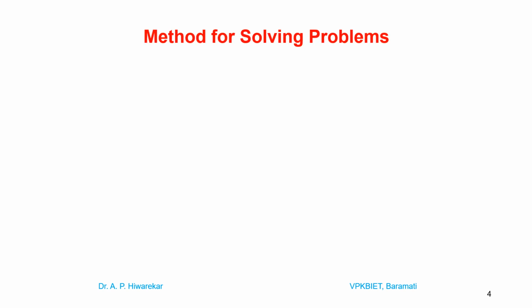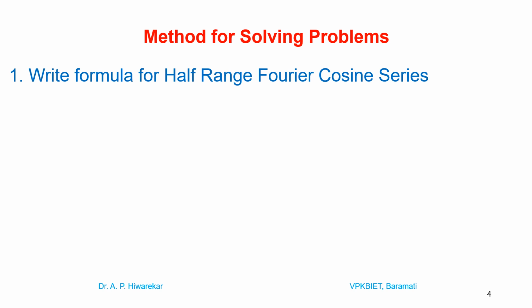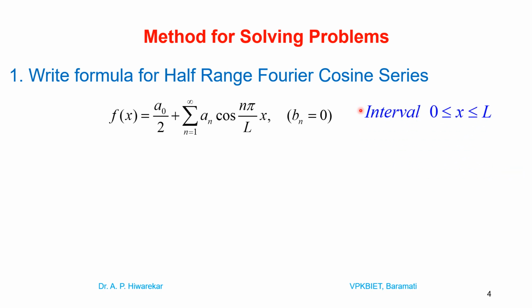Method of solving problems. We will see how to deal with the problems when we are solving Fourier cosine series problems. The first step is to write the formula for half range Fourier cosine series, which is given by f(x) = a0/2 + sigma a_n cos(n pi x / l), where n varies from 1 to infinity. In this case, b_n is 0 and we have the interval 0 < x < l. So that is our interval.